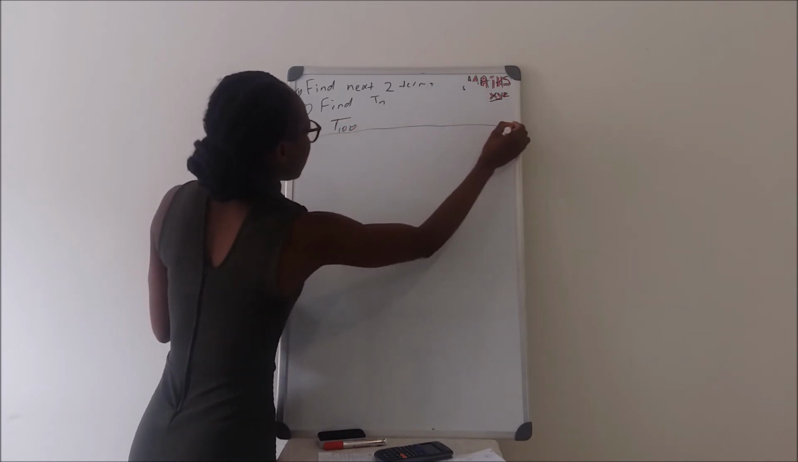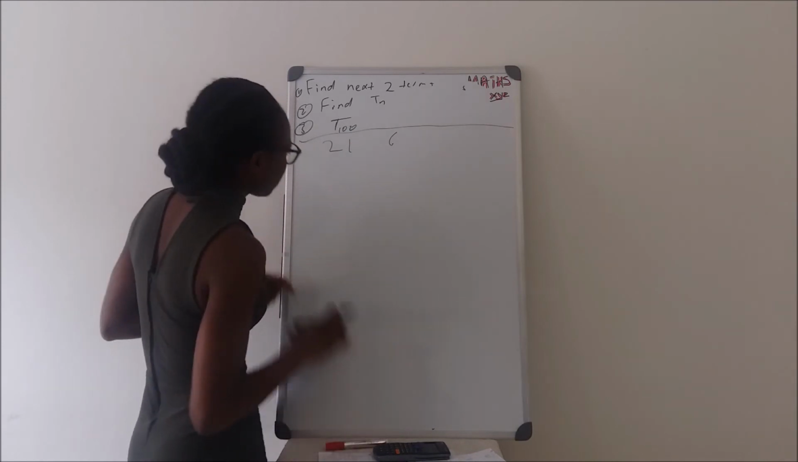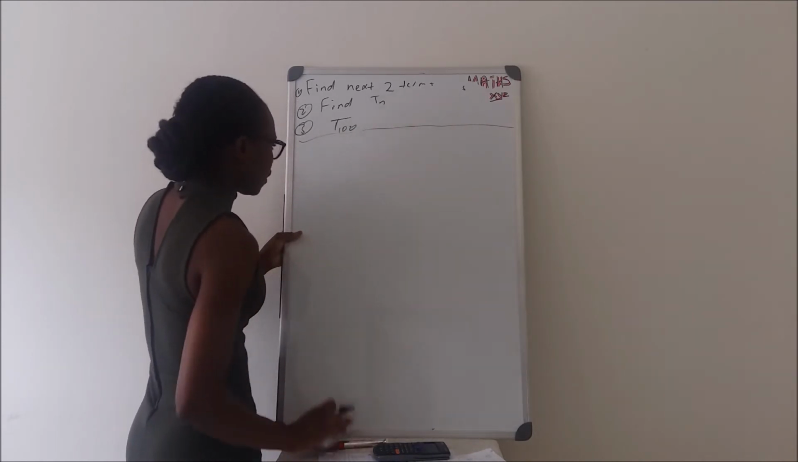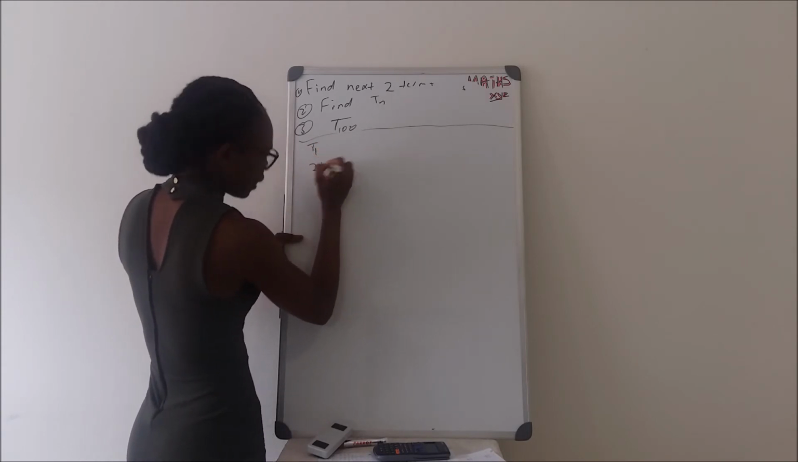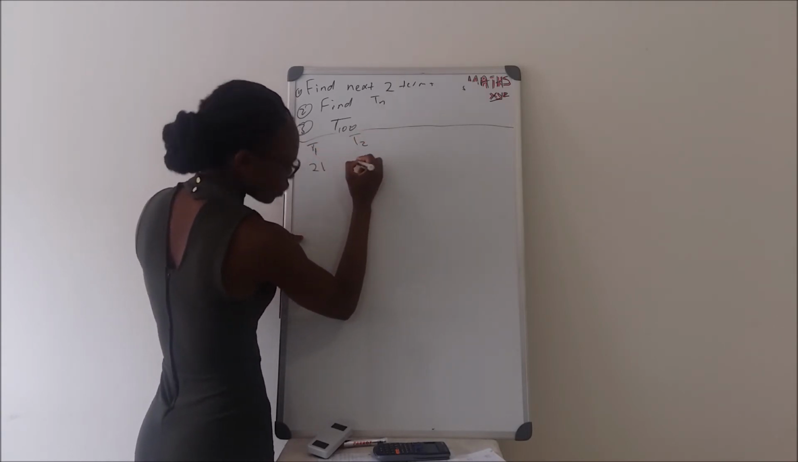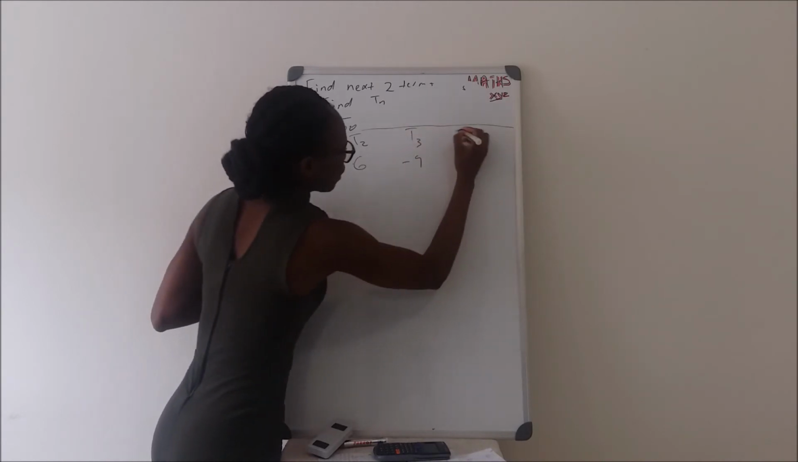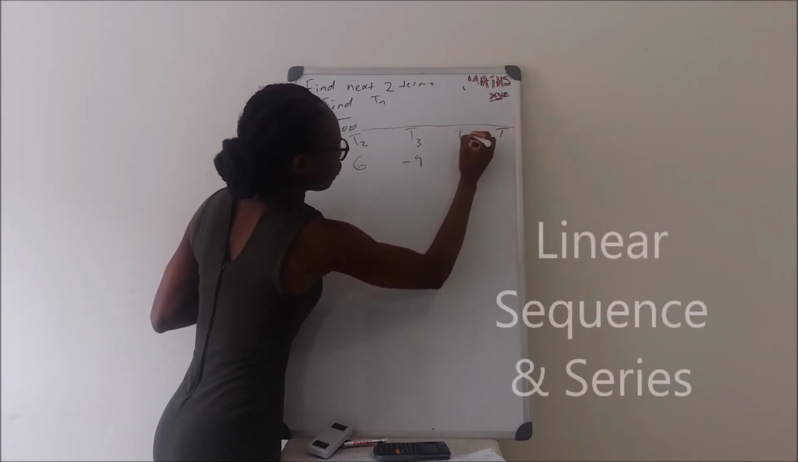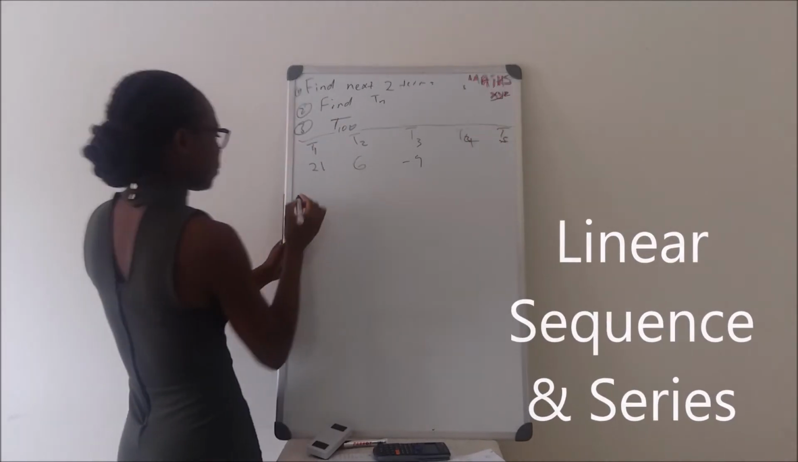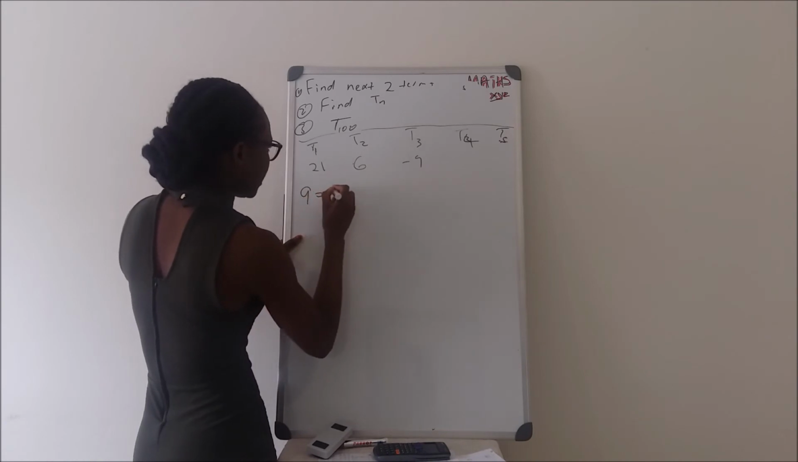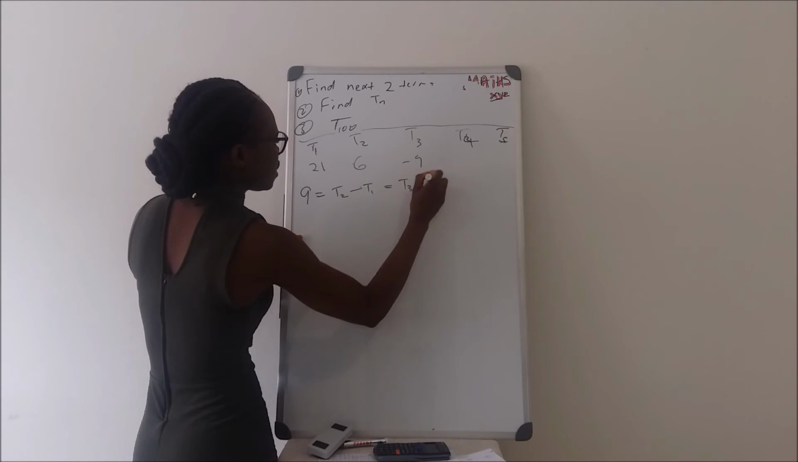T100, alright. Now the expression that we have here, let me just write it nicely. T1 equals 21, and T2 equals 6, and T3 equals -9. Alright, and we are looking for T4 and T5. Now let's start by getting A, of which A equals T2 minus T1 equals T3 minus T2.